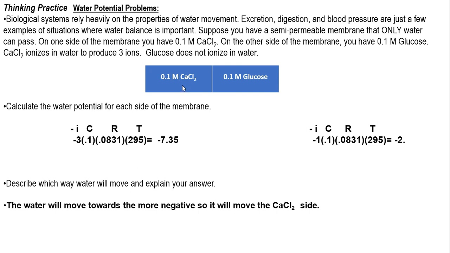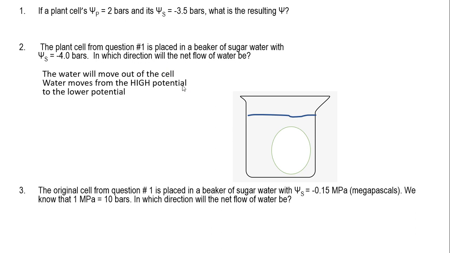All right, let's take a look at another one. We have a plant with a pressure potential of 2 bars, and its solute potential is negative 3.5. So they've already calculated out the solute potential. So what is the resulting water potential? If you remember our formula, water potential is equal to pressure potential plus solute potential. So it's 2 plus negative 3.5.